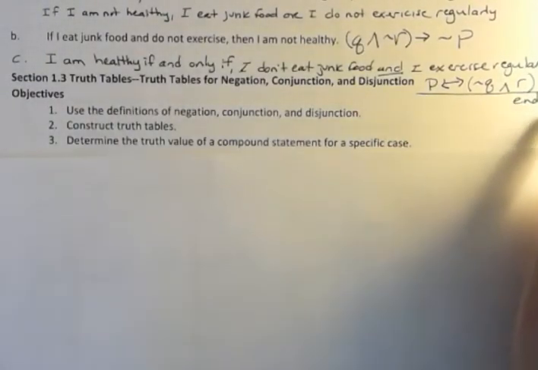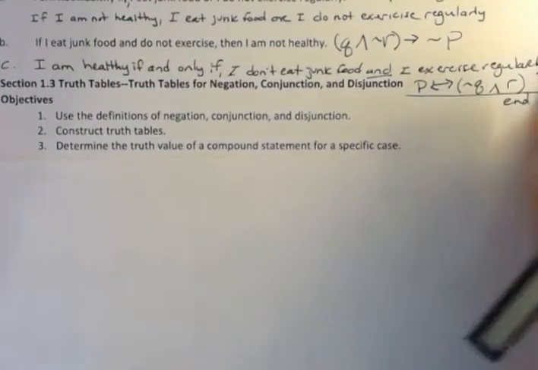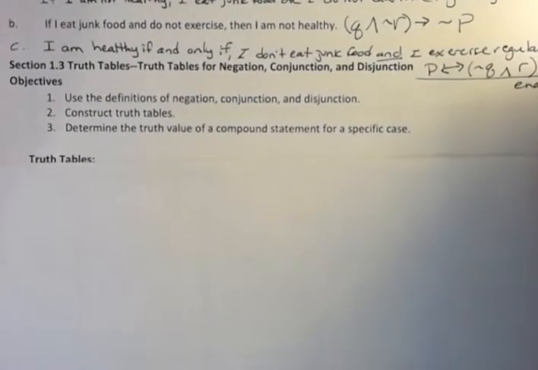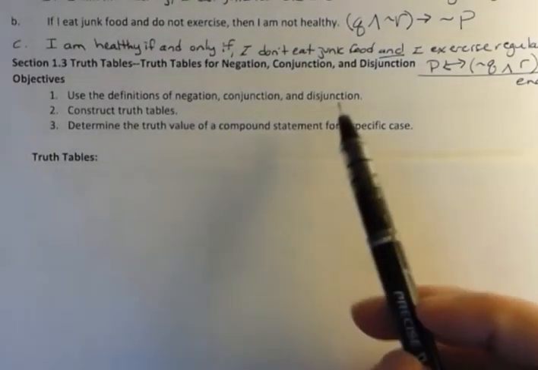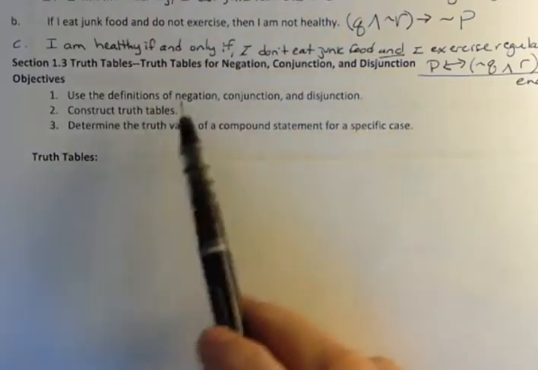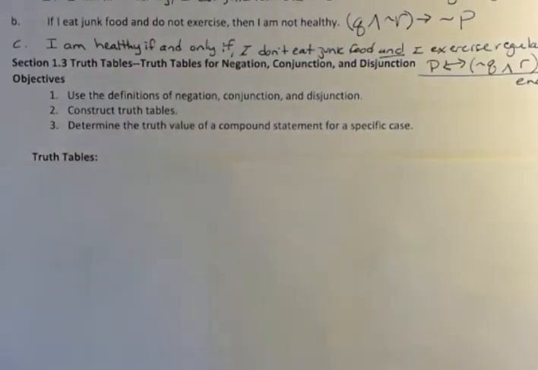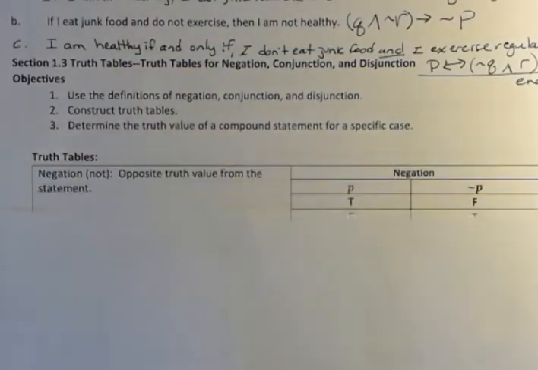We ended here. So in this case, I'm going to start talking about truth tables, and it's a way to set things up, whether we're talking about negation or conjunction or disjunction for these. We're going to make a truth table and decide the truth value of certain statements.